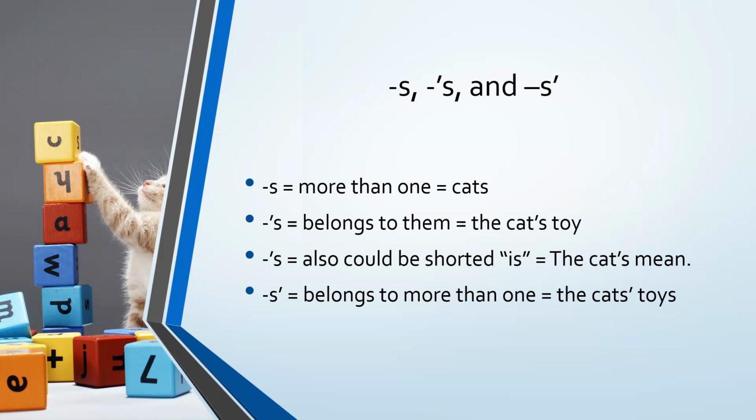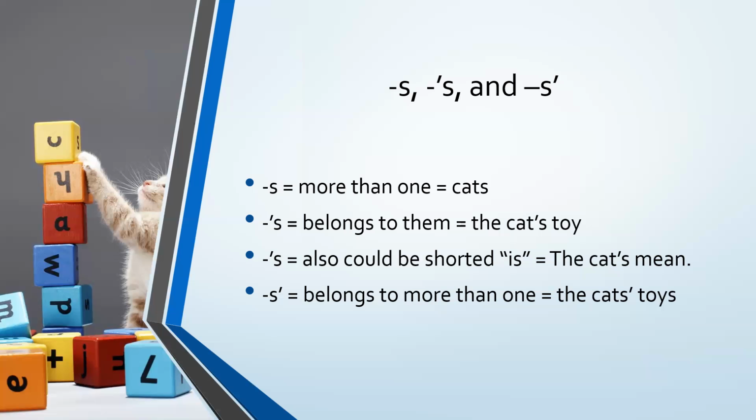The apostrophe S shows possession, and it means that someone or something owns something else. For example, the cat's toy. The toy belongs to the cat. The apostrophe S could also be a shortened form of is, as in, that cat's mean. If we break it apart, we have that cat is mean. In other words, that apostrophe is saying you can replace words. The toy belongs to the cat becomes the cat's toy. The cat is mean becomes the cat's mean.